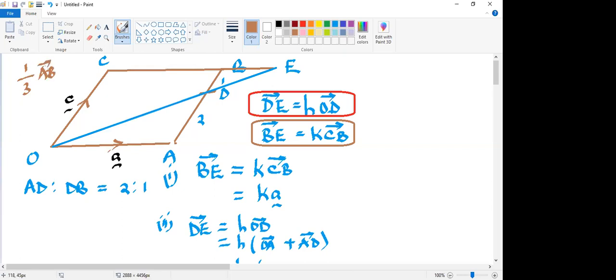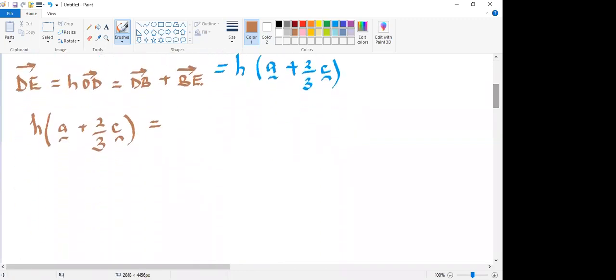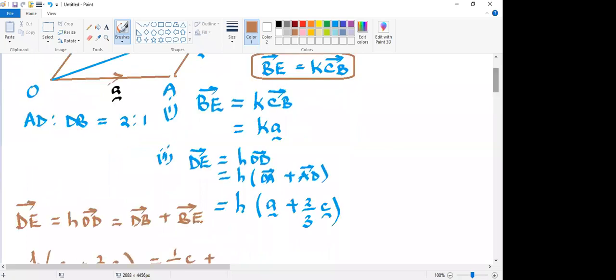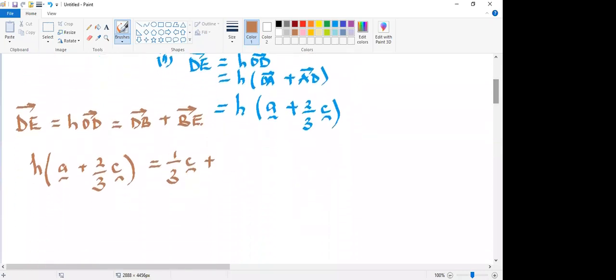Yes. And that is 1 over 3 of vector C. Hope everyone can see that DB is 1/3 of vector C. And here we are adding it to BE. And what is our BE? We already have the BE as K times A. Has everybody taken note of the BE? We already have the BE as KA. Thank you. Okay.